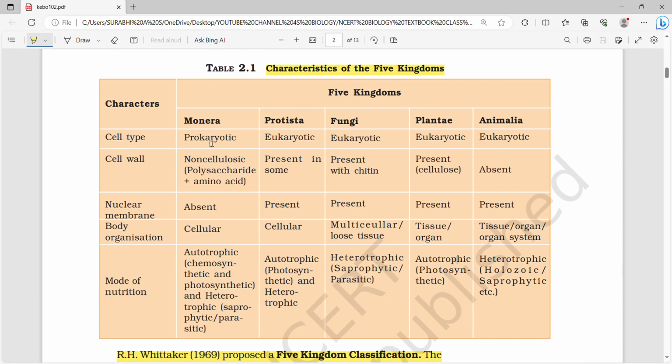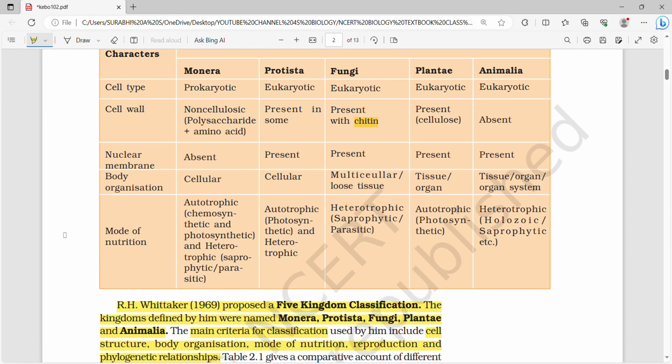If you see the cell type, in Monera it is prokaryotic, the rest are all eukaryotic. Cell wall: this is non-cellulosic, it may be a polysaccharide and amino acid. Here in Protista the cell wall is present in some, but in fungi, this is very important, the cell wall is chitin, and in Plantae it is cellulose, and in Animalia there is no cell wall. Nuclear membrane is absent in Monera, present in the rest. Body organization is cellular, cellular, multicellular, tissue or organ system. So when you go from Monera to Animalia, the body organization gets more complex.